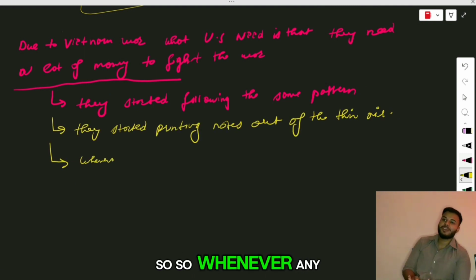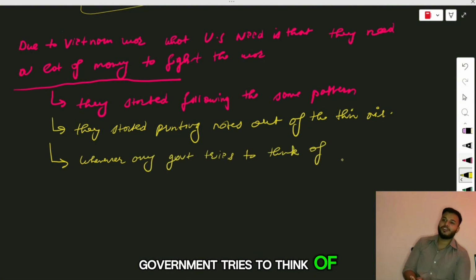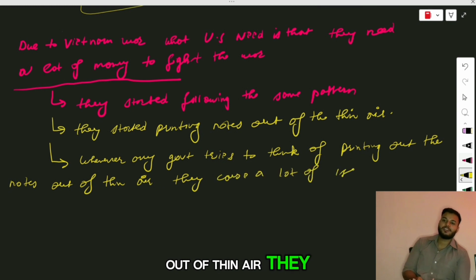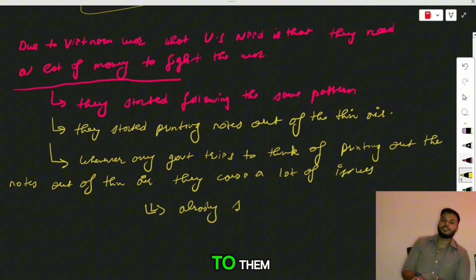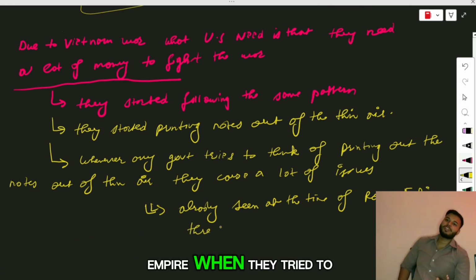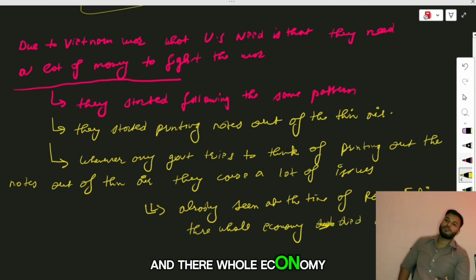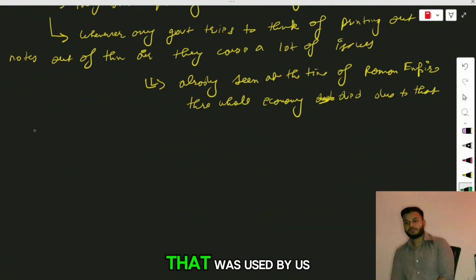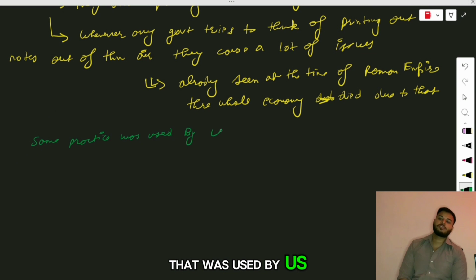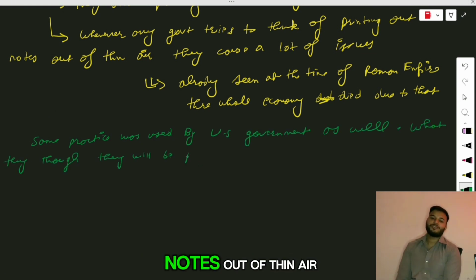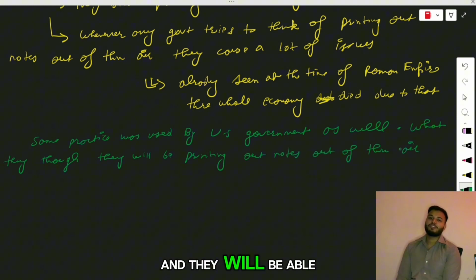Whenever any government tries printing notes out of thin air, it causes a lot of issues for them. We have already seen this before at the time of the Roman Empire, when they tried to do so and their whole economy died due to that. And the same practice was used by the US government as well. They thought that they would print notes out of thin air and be able to fight the war with that money.